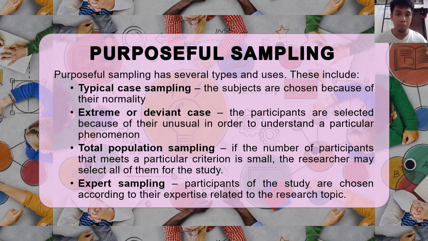In purposeful sampling, it has several types and uses. This includes the following. First, we have the typical case sampling. So what is typical case sampling? It is where the subjects are chosen because of their normality.